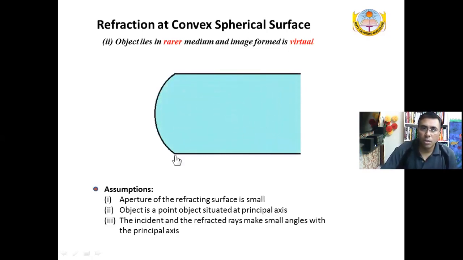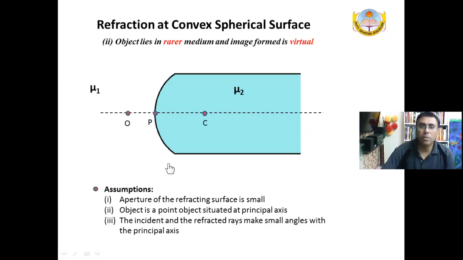Now, this is the convex spherical surface. Outside, this rarer medium is mu1, and the denser medium is mu2. This is the principal axis. This point is P, the pole. This dot which you are seeing is C, the center of curvature. And here, this is the object O. Now, the difference between this diagram and the previous diagram is that this object O is lying a bit closer to the pole. That is, it is lying a little bit nearer to the spherical surface. Okay, now let's begin.